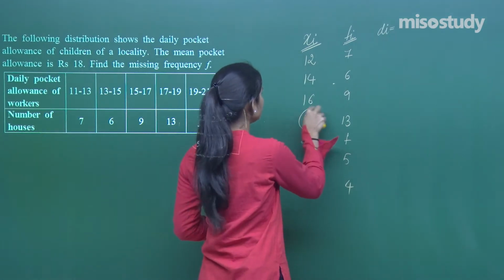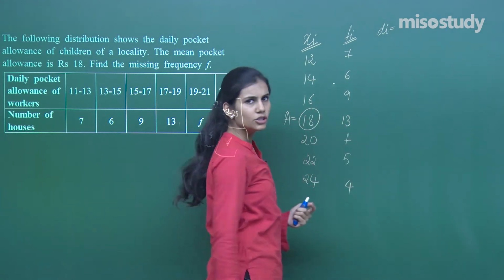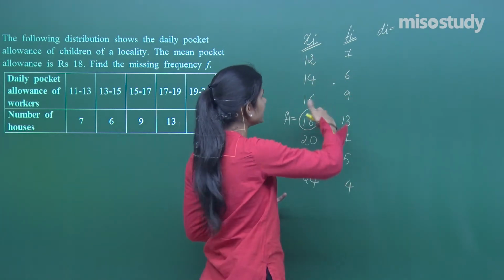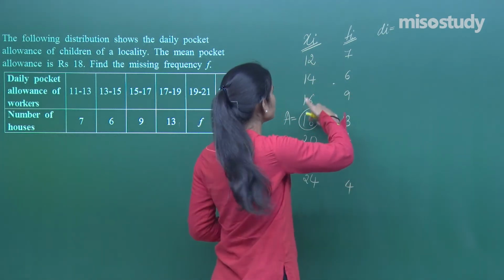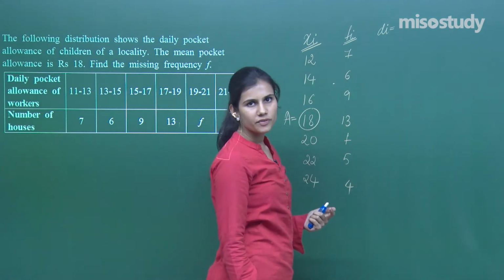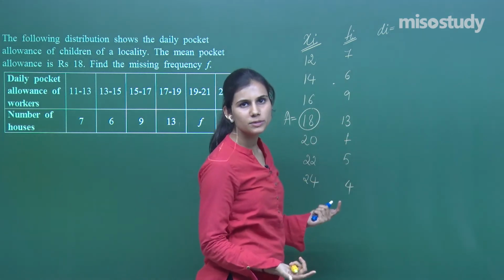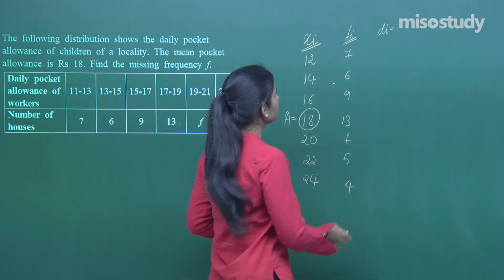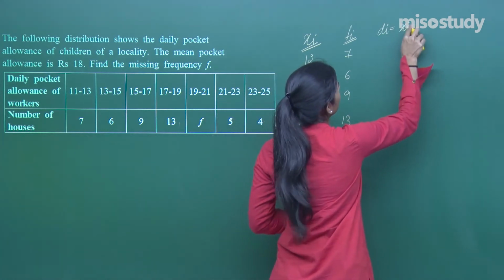I just select 18 to be my assumed mean. You can see clearly that 18 is the mid value of all the xi's, and when I take the deviations of any xi from 18, it is going to come out to be small symmetric numbers. So di is xi minus a.